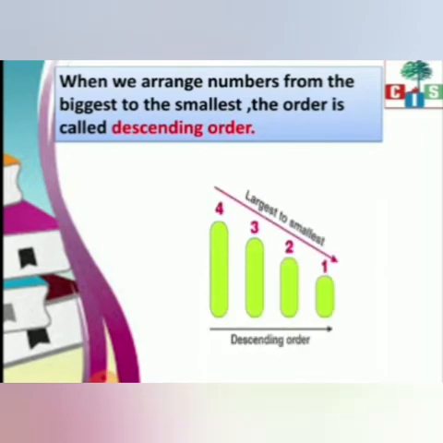I'll explain you this with some examples. Arrange the given numbers in descending order. So let's see the numbers. 623, 965, 703. Look at the 100 place value of these numbers.